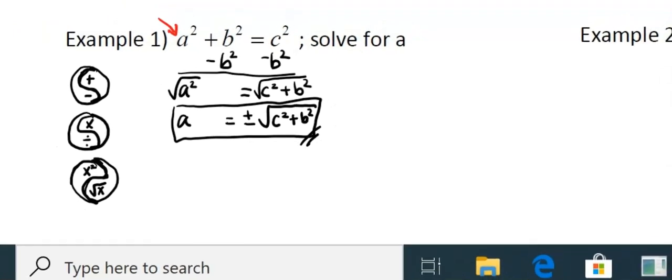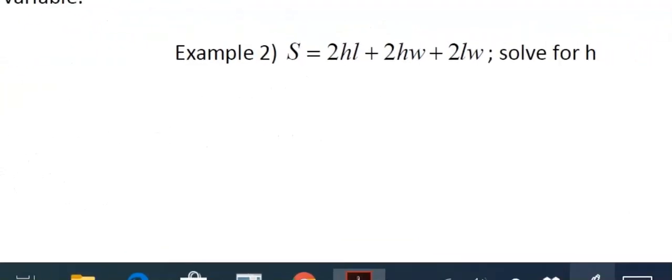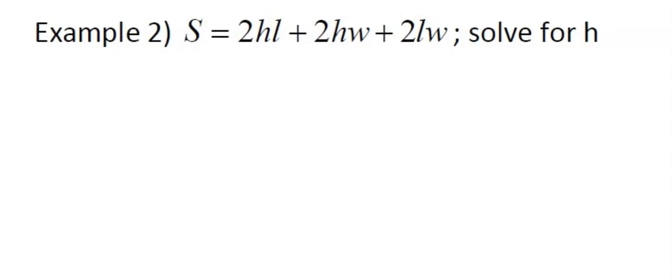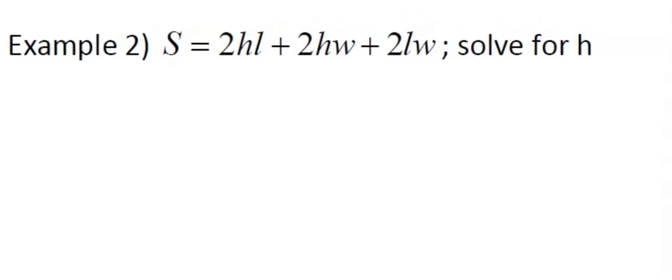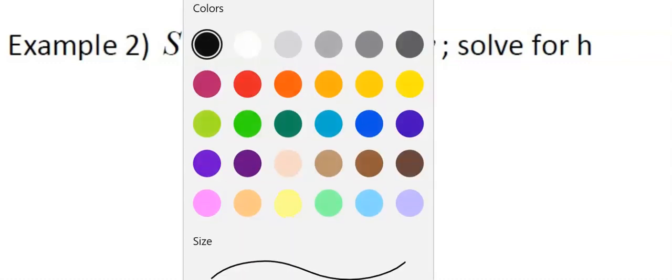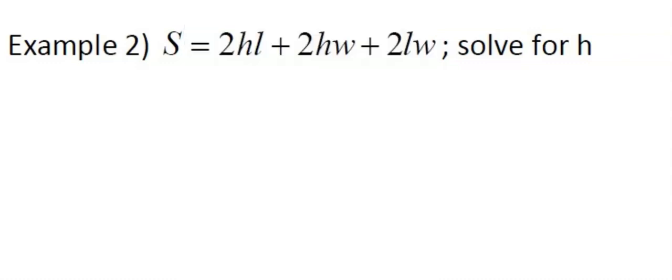All right, let's take a look at the next example. In example 2, this one's a little bit interesting because we have to solve for h, but we see that h is on the right hand side, and it appears twice. It appears in two different terms, and so we want to get those terms alone first.